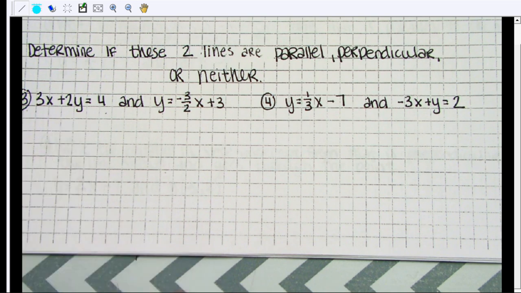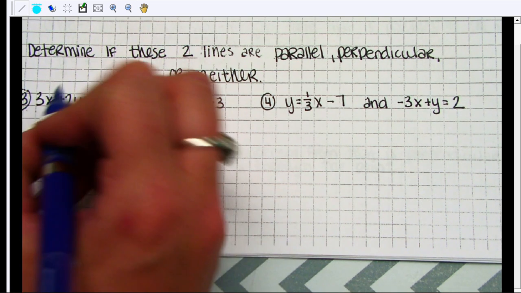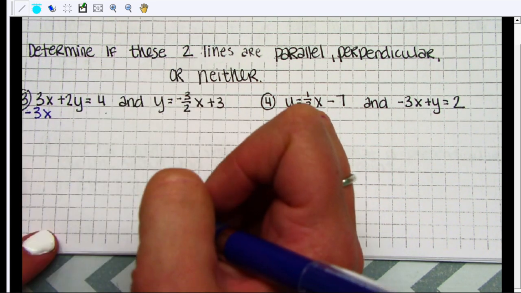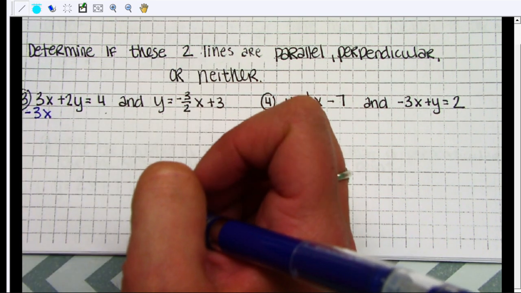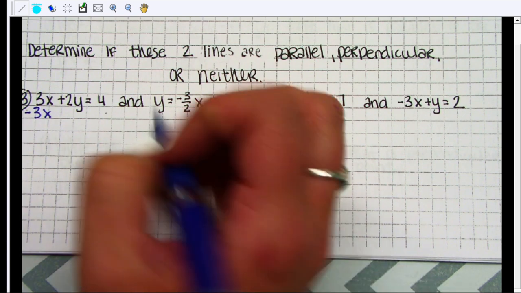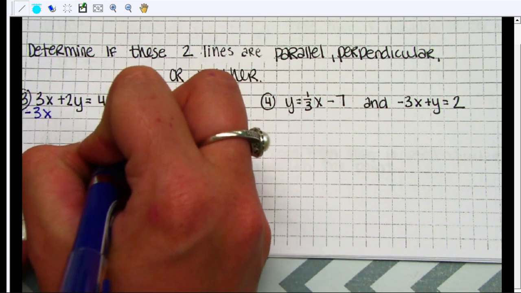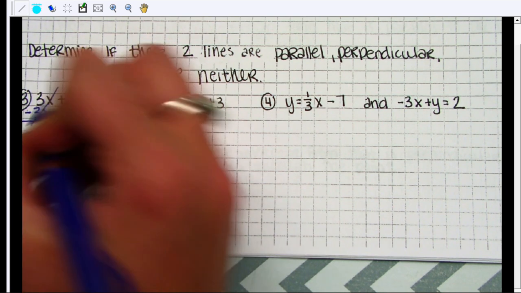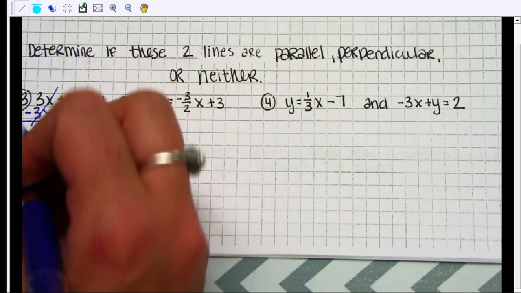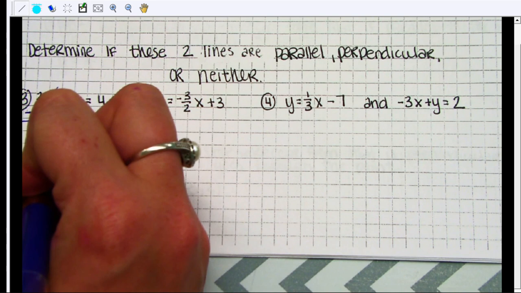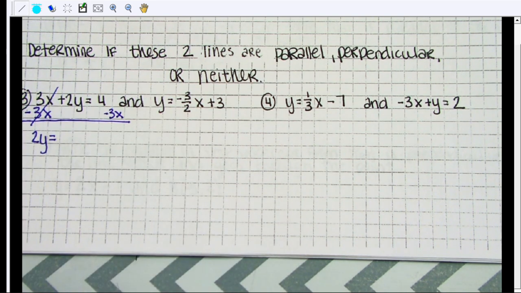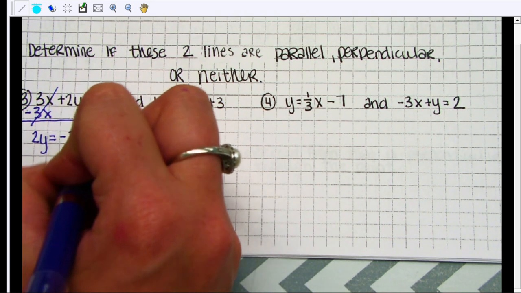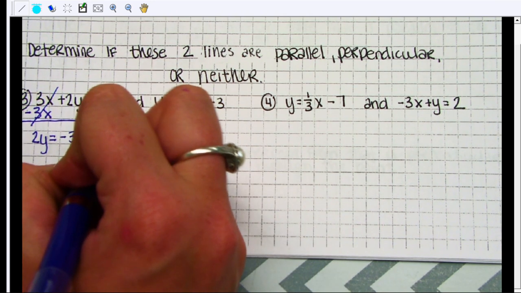Subtract what? 3x. Good. Am I going to put that underneath the 4? Can I combine 4 and negative 3x? No, I'm just going to put it off to the side. Remember, x's and just regular old constants, they can't go together. I'm going to bring down my 2y. Which value do we put first? Good. Then I bring down my positive 4. What's next?